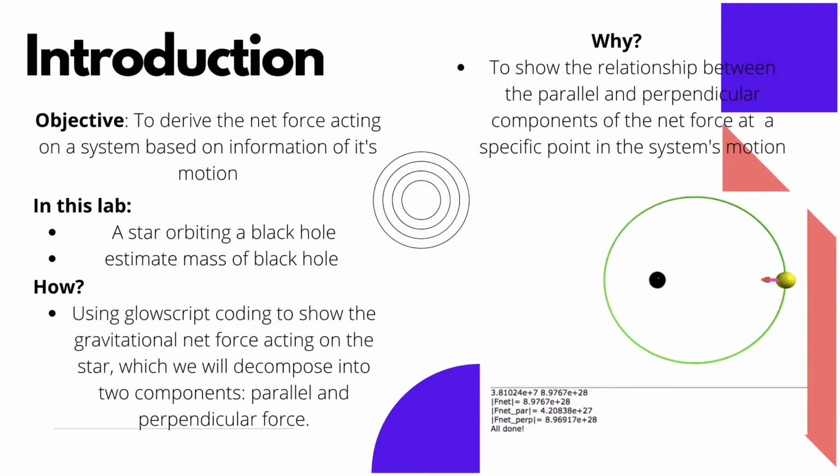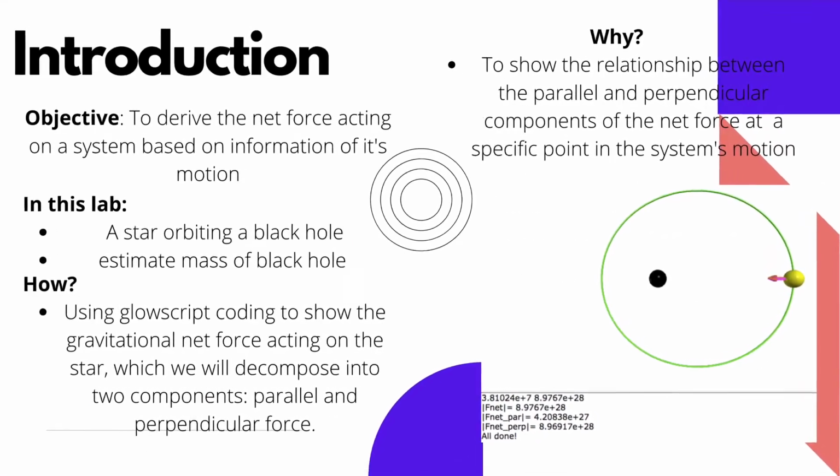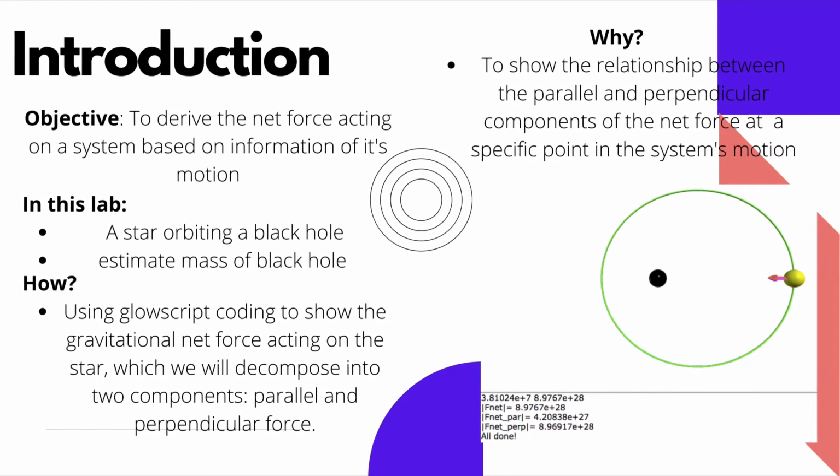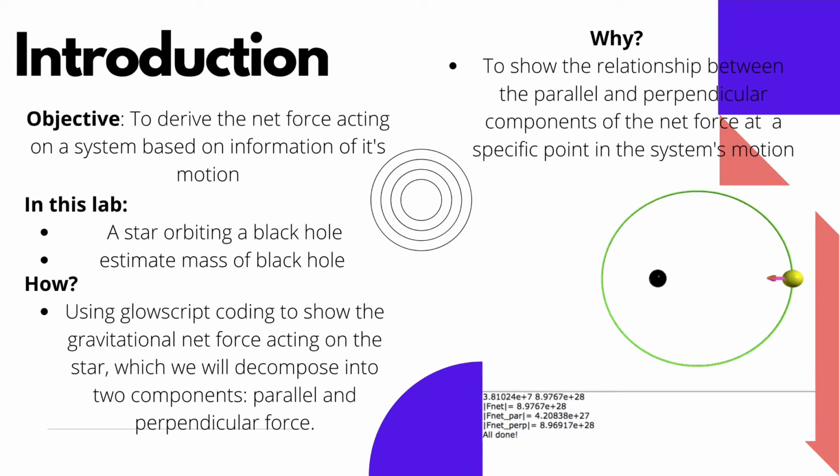So, the objective of this lab is for us to derive the net force acting on a system based on information of its motion. In this lab specifically, we'll be analyzing the trajectory of a star orbiting a black hole. So, we'll be deriving the net force acting on this star, which would be our system, and we are assuming that the only force acting on the star, which is our system, is gravity.